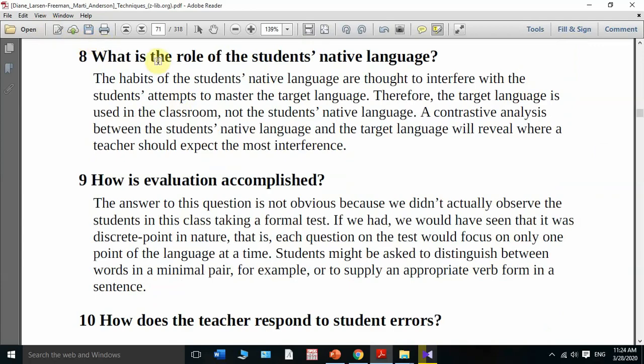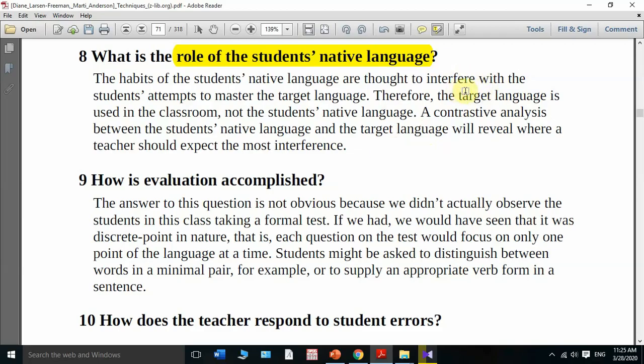Question number 8. What is the role of the student's native language? This is one of the main features. The habits of the student's native language are thought to interfere with the student's attempts to master the target language. So in the audiolingual method, we don't want the bad habits, what we call bad habits, which come from the first language or the native language, to interfere with the process of learning the second language.